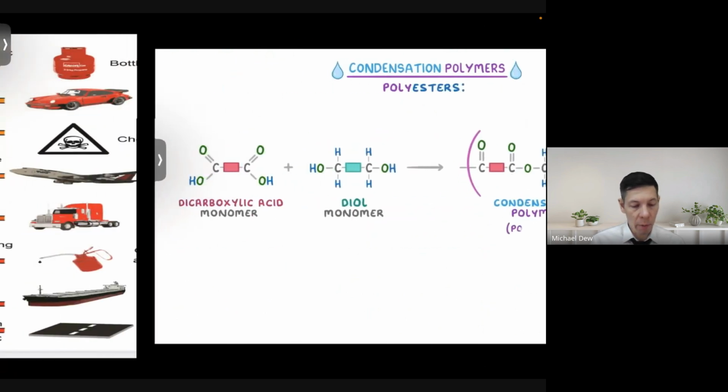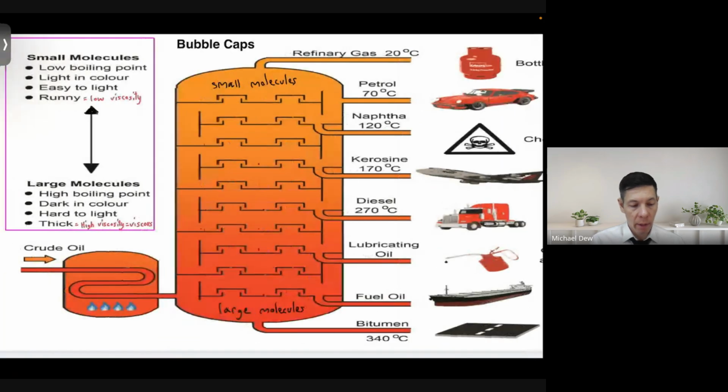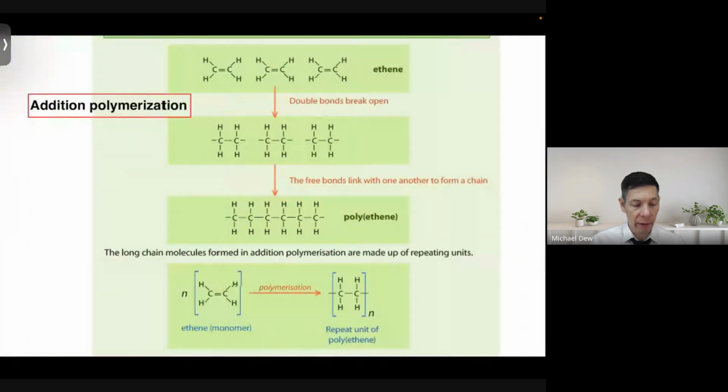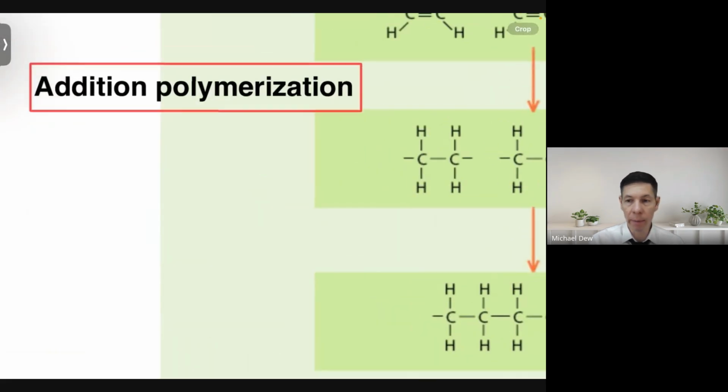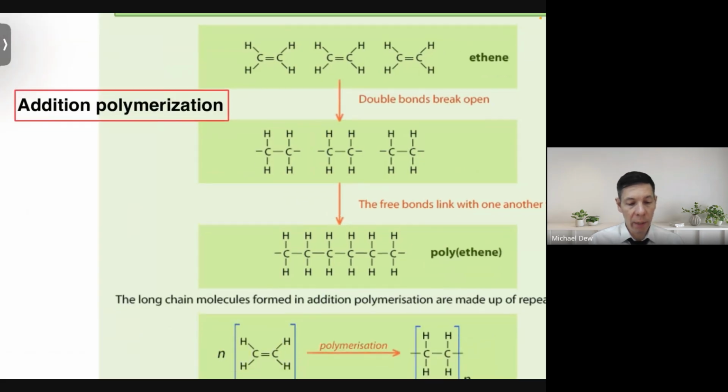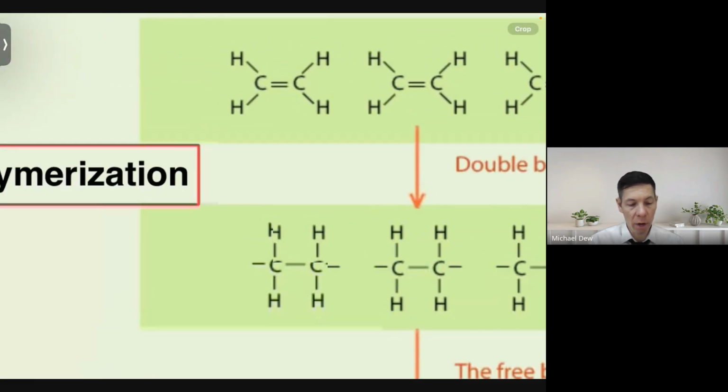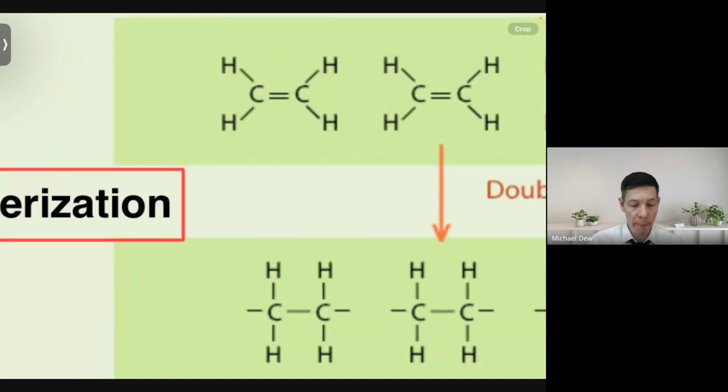All right, what I want to go into, we're going to come back to this slide here, is comparing condensation polymerization to addition polymerization. Okay, so addition polymerization, instead of condensation polymerization, we're not going to be removing water. Addition polymerization, as you can see the term here, is when you have a carbon-to-carbon double bond as a monomer.